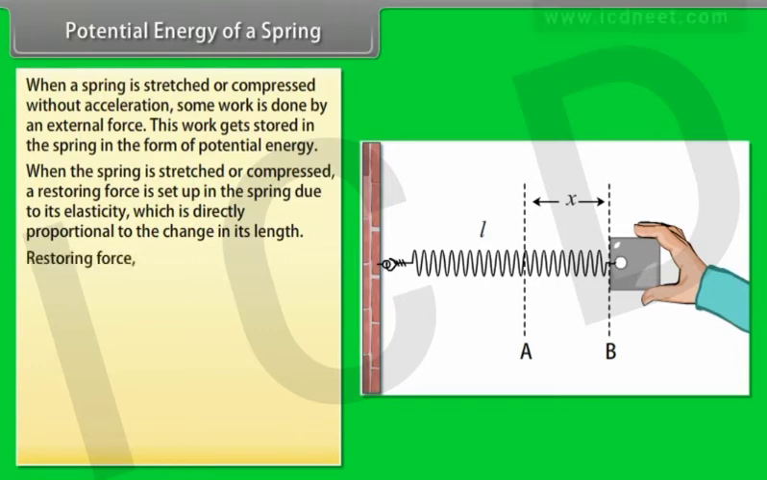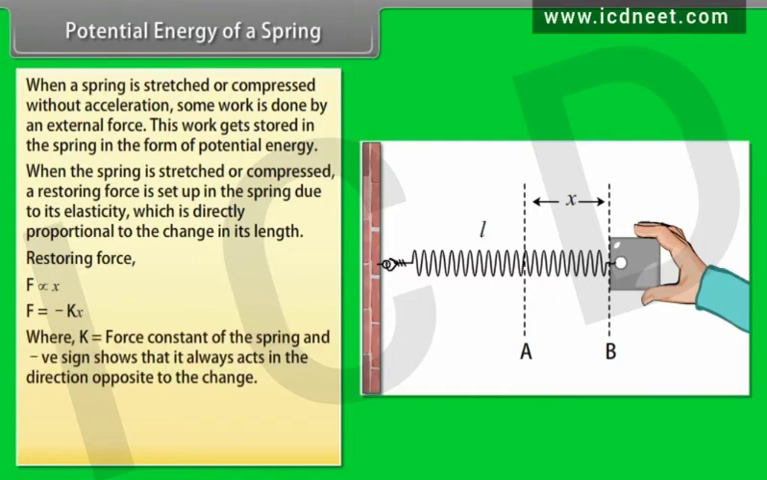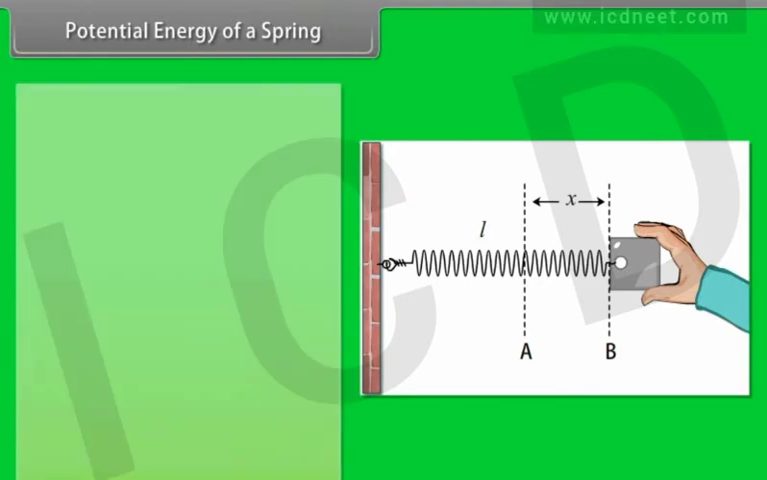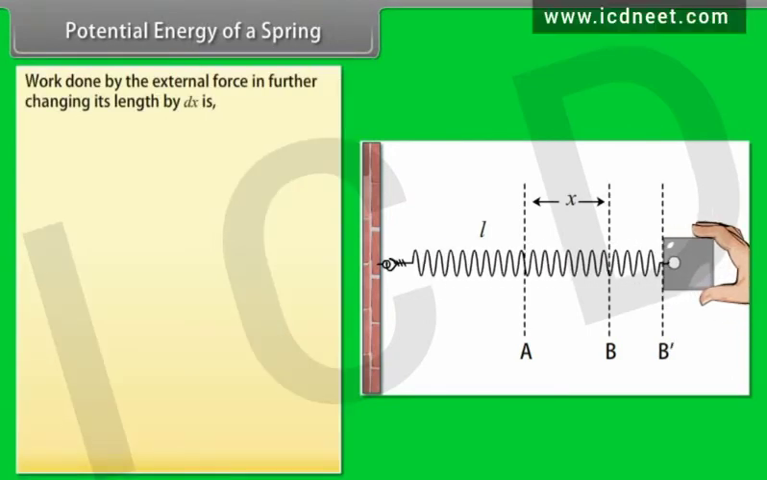The restoring force is given by F is directly proportional to x. F is equal to minus kx, where k is the force constant of the spring and the negative sign shows that it always acts in the direction opposite to the change. Then, the external force required at this instant is given by F equals kx. Work done by the external force in further changing its length by dx is dW equals the dot product of F vector and dx vector, or dW equals kx dx.